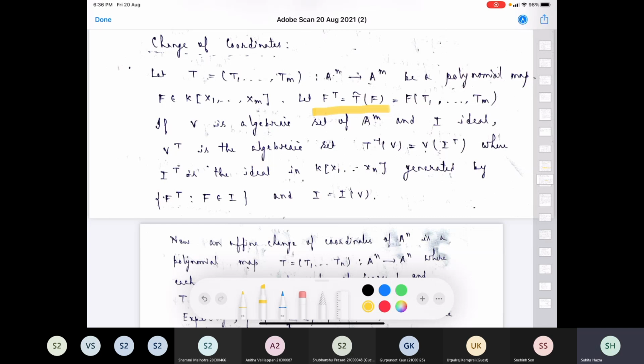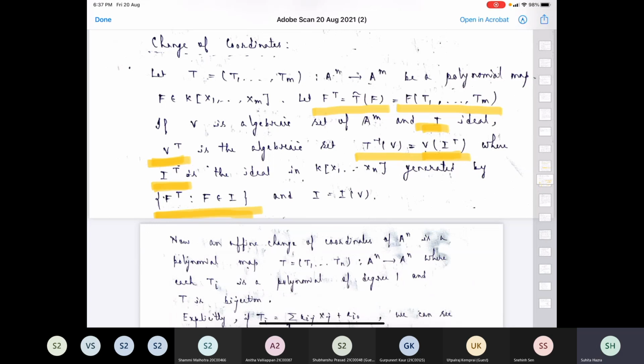Now if V is an algebraic set of A^m and I an ideal, V^T is the algebraic set defined as T inverse of V, that is, V of I^T. Which is I^T? It is the ideal generated by F of T. So we have F, we have T, we can compute F of T. Now we have an ideal I. For the ideal I, we compute F^T for F belonging to I, that is, from this I we compute I^T. Now we define V^T as V of I^T. So this is the change of polynomials. Now I am going to show how to change the coordinates using this definition.